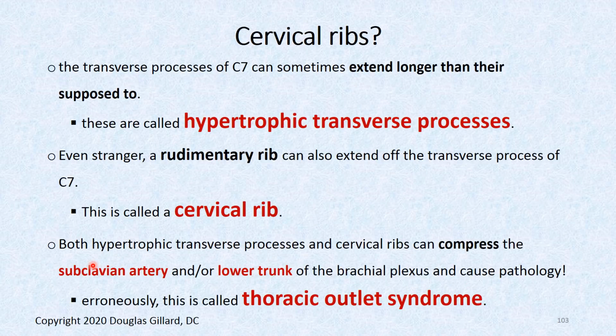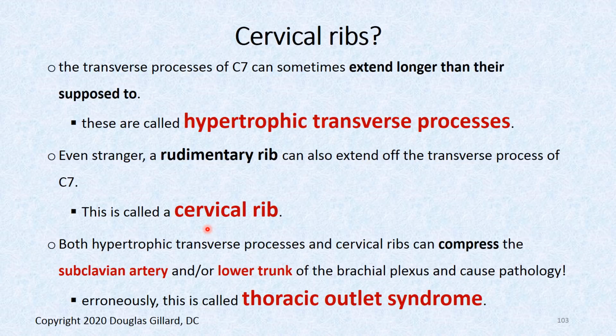That's not why I'm putting this in here. These darn cervical ribs or hypertrophic transverse processes, you're going to run into these when you get out in the field. So you need to know something about these. If the transverse processes extend further out more laterally than those of T1, you've got yourself something called hypertrophic transverse processes. Even weirder, sometimes you can grow a rib off the transverse processes. Really weird, called cervical rib.